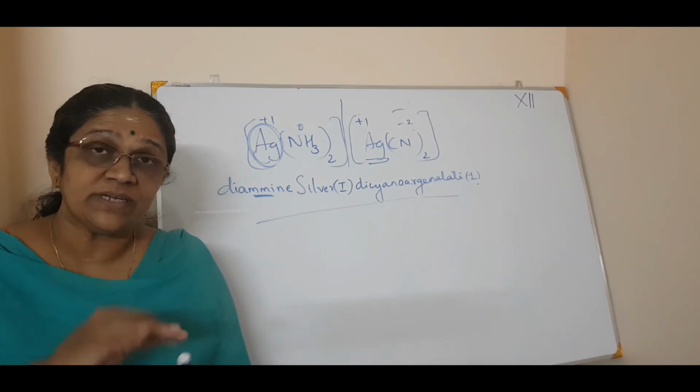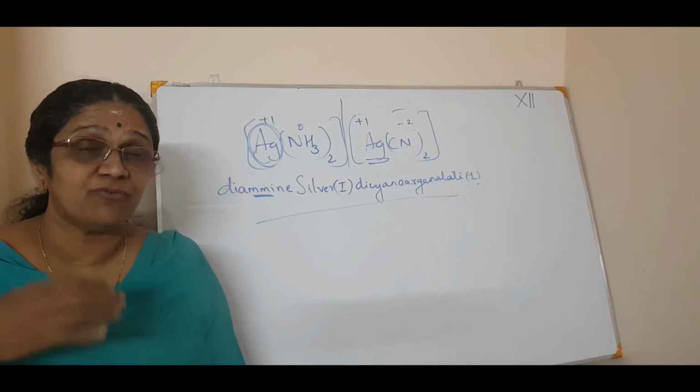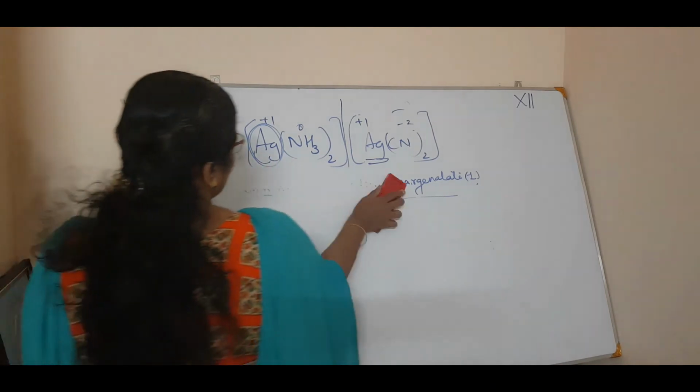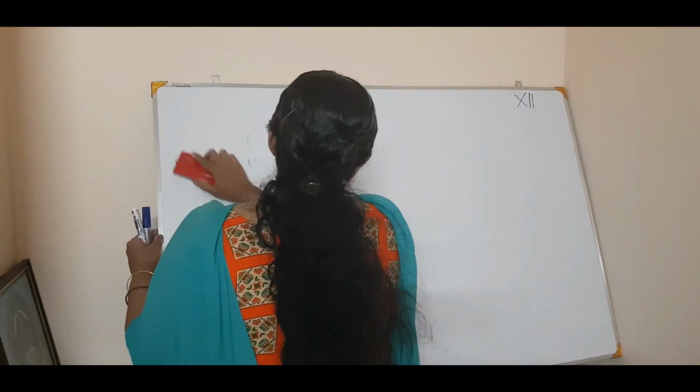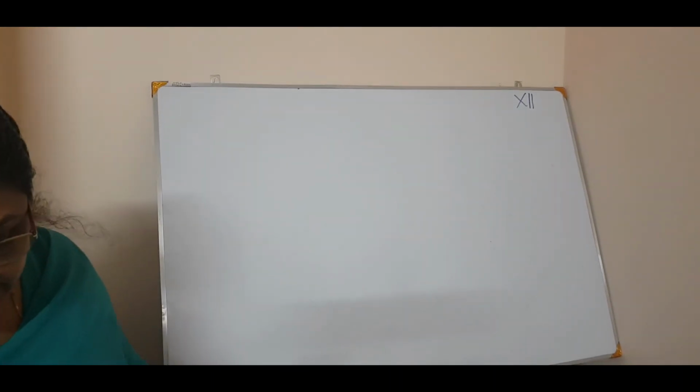Now we will see one ulta. That means we will be given the name, and you have to write the formula. That also we will try, one or two. That is, the name will be given and we have to write the formula. Correct.